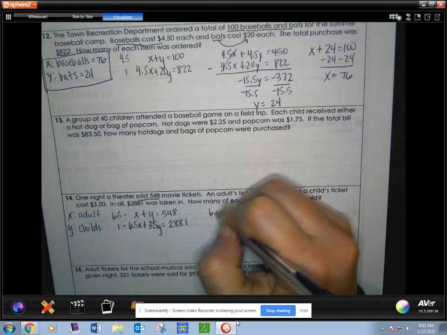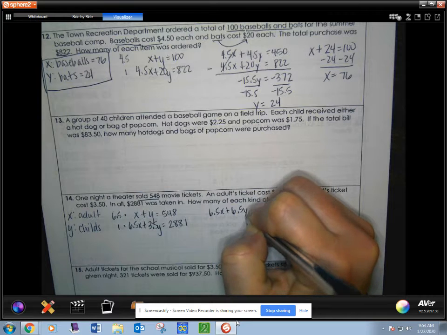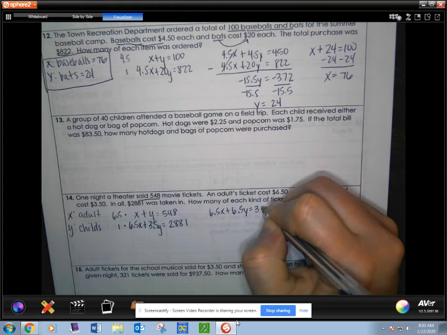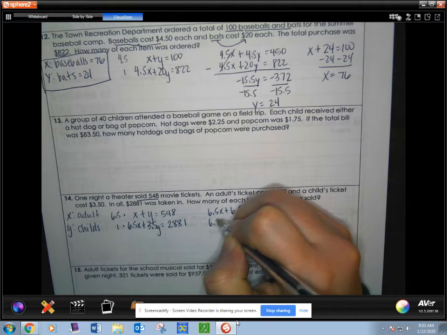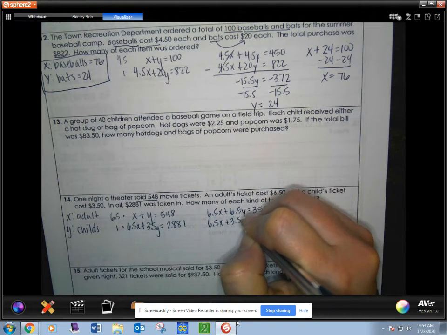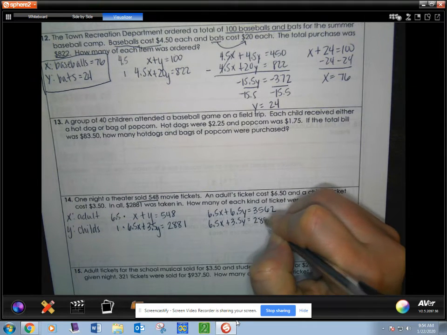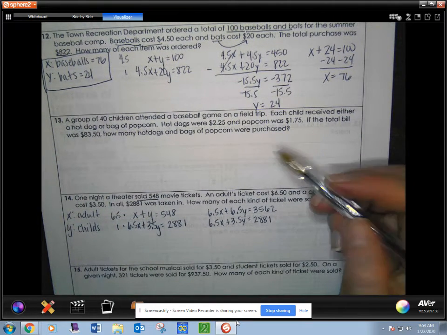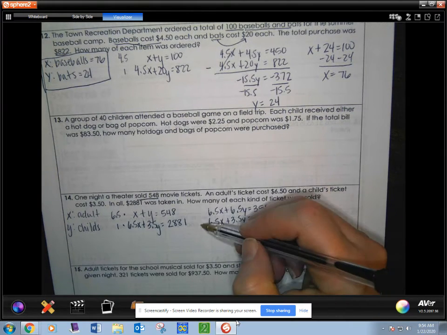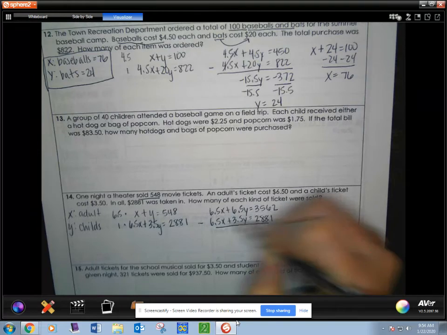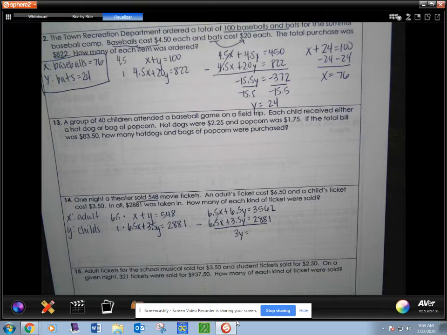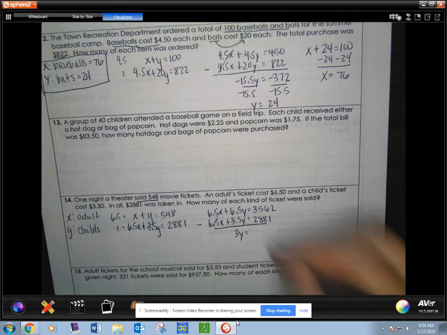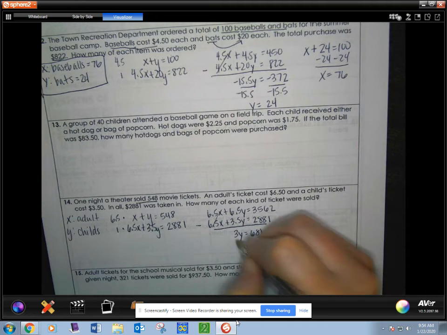So the top becomes 6.5x plus 6.5y, and then 6.5 times 548 is 3,562. Since the bottom's being multiplied by 1, it doesn't change anything. So 6.5x plus 3.5y, and it equals 2881. Now, my x's are the same. If I add them, they will not cancel, so I subtract. They cancel there, so 6.5 minus 3.5 is 3y. And 3562 minus 2881 is 681, and I divide by 3.